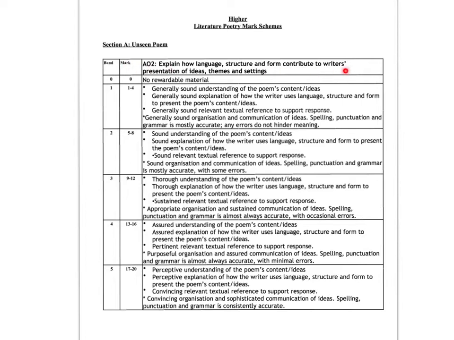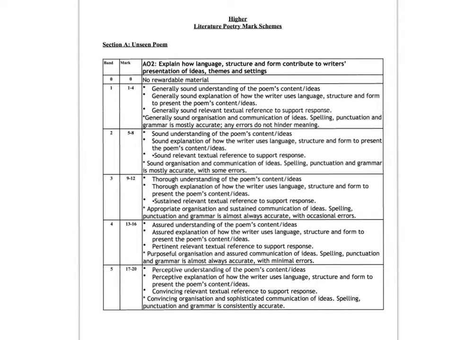Focus your attention on the section at the top, if you will. The first thing that we are presented with as examiners, as markers of your paper, is the assessment objective. And in the first question, section A, the unseen poem that every student takes, regardless of what section of the anthology they've studied in class, they are looking at assessment objective 2.